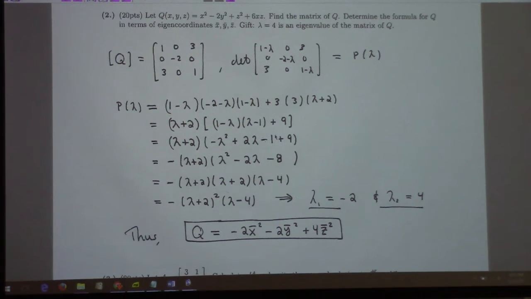I don't think I ended up using my own hint, because when I calculated the expansion, it just stuck out to me that there was a common lambda plus 2 term in both places. So I factored by grouping, pulled out the lambda plus 2. Yes?